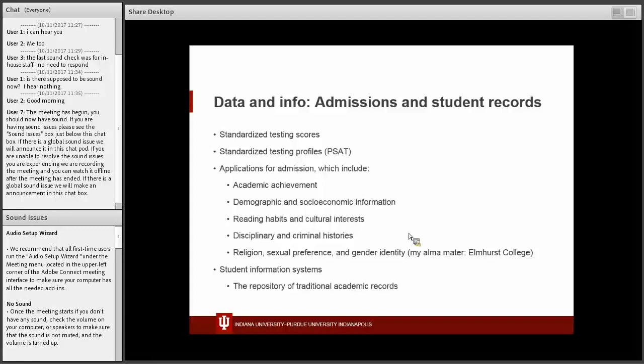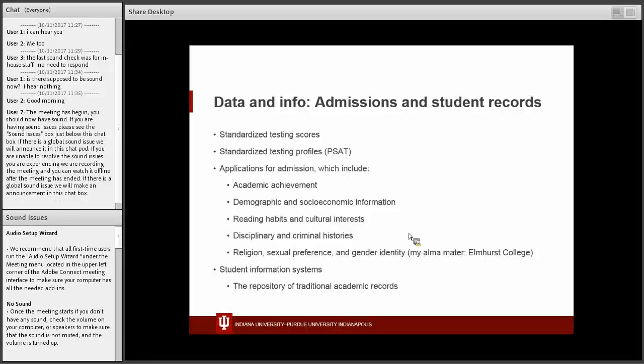Sometimes these admissions records require students to talk about their reading habits and interests, or their cultural interests, and even some of their political or social beliefs. They also reveal disciplinary and criminal history. If a student has been convicted and has a felony record, that has to be reported. Perhaps there are some other high school disciplinary records that come along with those admissions applications.